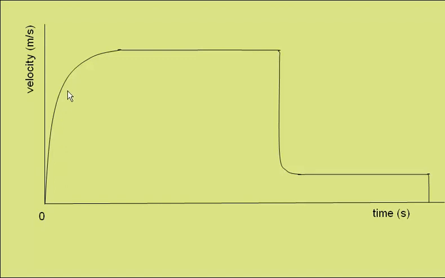As air resistance increases, the acceleration reduces until here there is zero acceleration. He's travelling at a constant speed. This is the terminal velocity with no parachute.